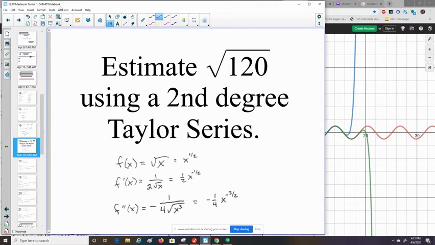Estimate the square root of 120. Excuse me, I'm not sure why I said degrees. What is the square root of 120 using a second degree Taylor series? Here's the work that I have to do for that. Same as I did for the sine function, except I actually had to write this out because I don't know the second derivative of the square root of x off the top of my head. So I have the function, the first derivative, and the second derivative.